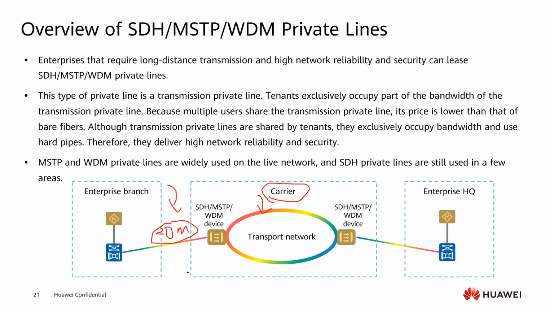So you purchase bandwidth. And for SDH, MSTP, and DWDM, those kinds of devices isolate the packets based on the time slot or maybe based on the light frequency, which means the tunnel you have from one side to the other is what we call a hard tunnel, a hard pipe. The other tenants will not use your bandwidth. So the transmission private line has a very high service level, very high SLA.